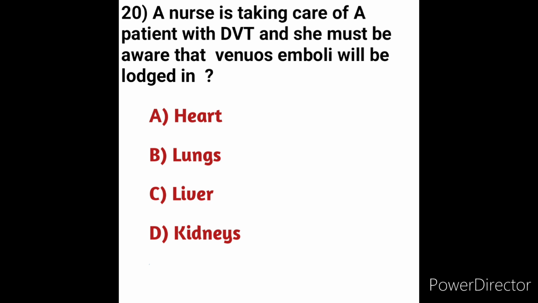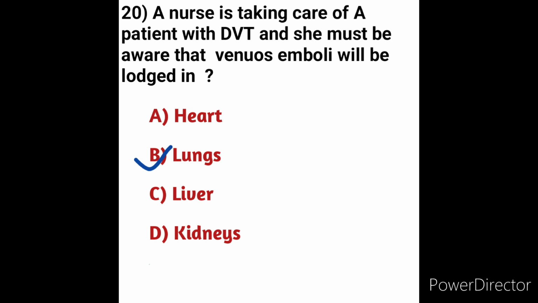The most serious complication of DVT is a pulmonary embolism. A clot in the lungs that can stop blood circulation is a medical emergency called pulmonary embolism. So here lungs is the correct answer. A nurse taking care of a patient with DVT must be aware that venous emboli can lodge in the lungs. Option B is the correct answer here.